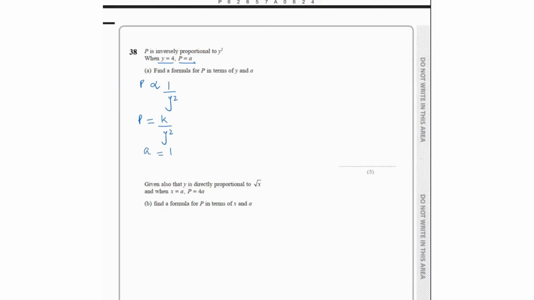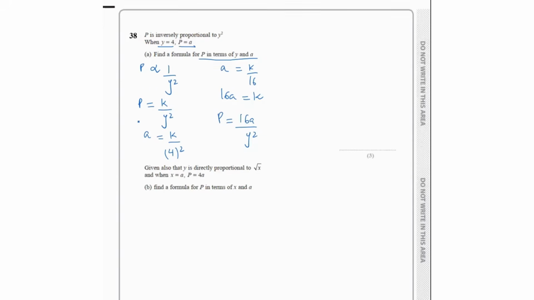a equals k over 4 squared. a equals k over 16. 16a is the value of k, which means P is 16a over y squared. That is your formula of P in terms of y and a. So just remember, first create the equation in terms of k, then find the value of k based on the given values, put it back in, then you have your formula. In terms of the other variables, there will be no k because it has been replaced with its numerical value. And then see if it's asking you to find another value.